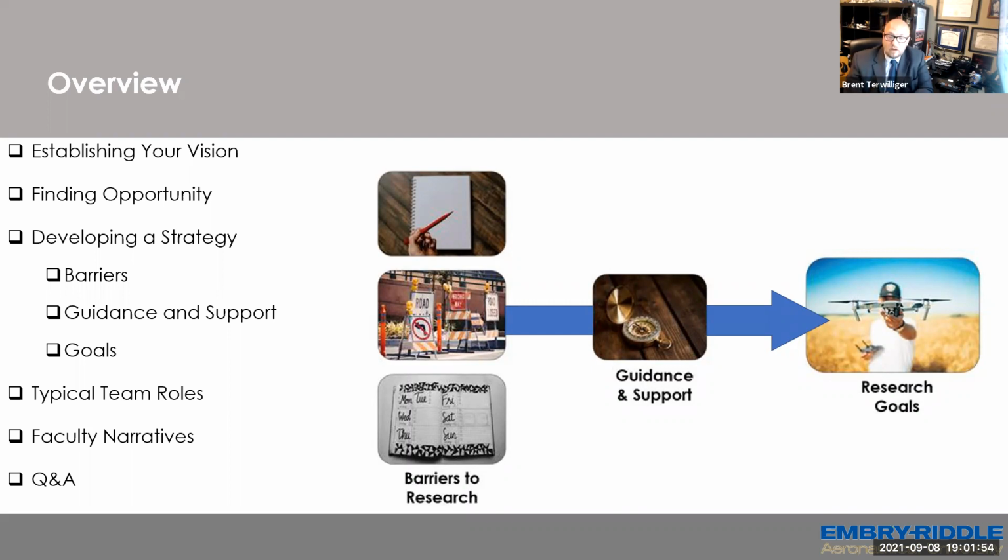We're going to talk about developing a strategy for supporting research in your academic journey, including addressing typical barriers, obtaining guidance and support, and setting research goals to establish a path to success. We'll then go over the typical roles and responsibilities of research team members. We'll hear from our experienced faculty researchers, and then we'll close up with some next steps that are recommended.